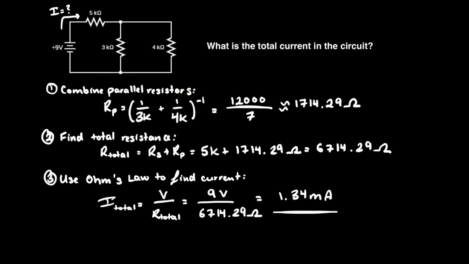So in this circuit, we first combined the parallel resistors, the 3K and the 4K resistors. Then we found the total resistance by adding the parallel and the series resistance together. And then finally, we used Ohm's law to find the current using the voltage source and the total resistance.